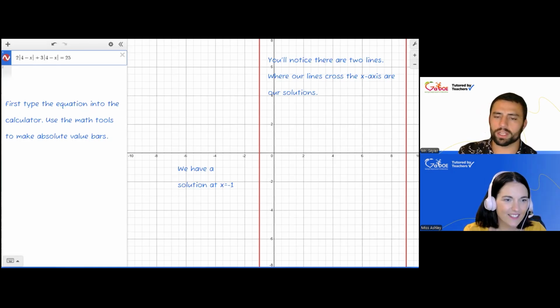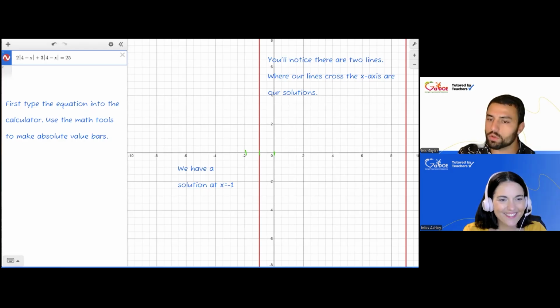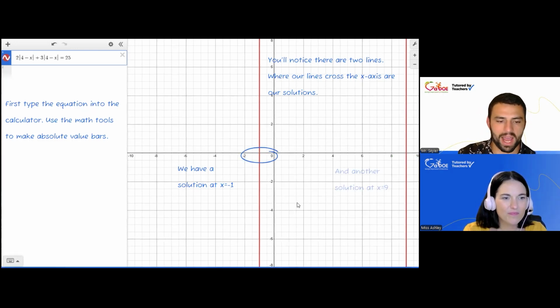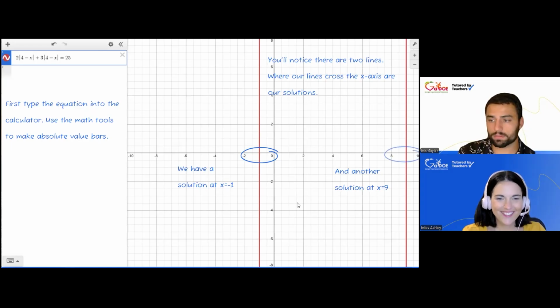But if you're just looking here, we can see we have a solution at x equals -1. I can tell because it's in between -2 and 0. You remember your number line, right? That's got to be -1. If you zoom in, it'll also show you that. And I have another solution at 9. I have 8. I have 10. We know that 9 is going to be one of those solutions as well. So I have -1. I have 9.